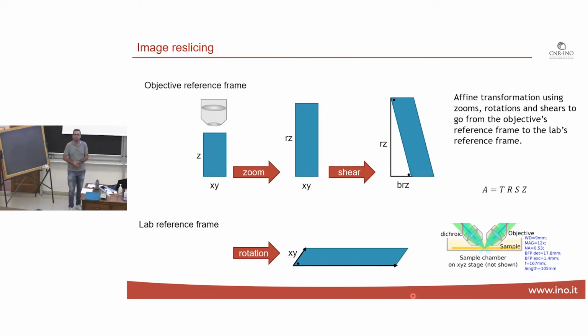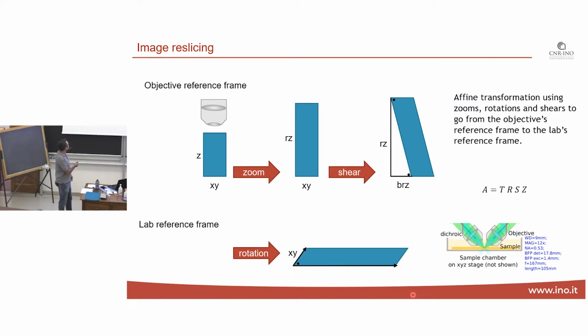Another thing that we need to do in our processing pipeline is so-called image reslicing. This has to be done only when we use the microscope with the two objectives that are tilted. This is because the objective is tilted at 45 degrees relative to the ground, but the sample is moving. There is a translational stage that makes the sample move horizontally. So you have to apply a coordinate transformation, which is actually an affine transform, to go from the objective reference frame to the lab reference frame.